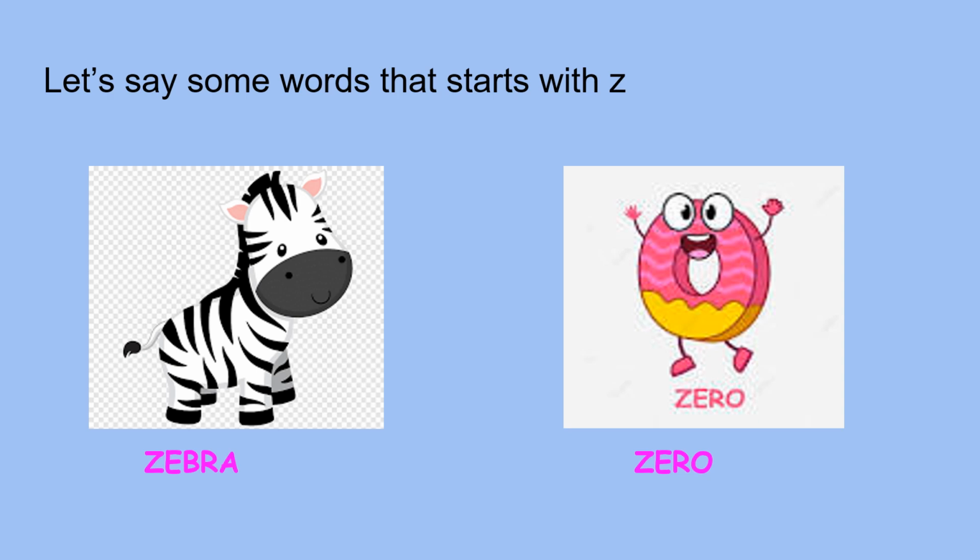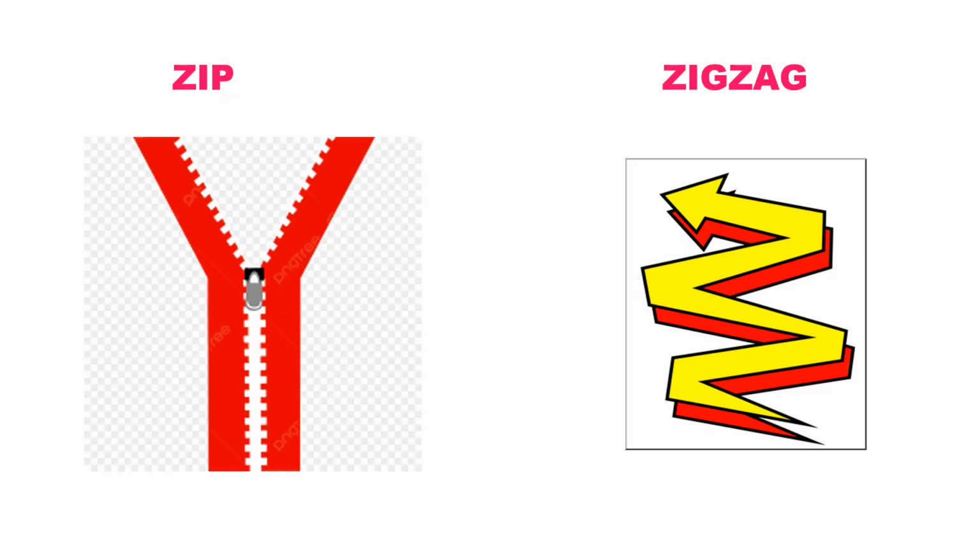Now let's say some words that start with Z. So the first one is zebra, zebra. And the second one is zero, zero. Third one is zip, zip. Fourth one is zigzag, zigzag. You can say after me.